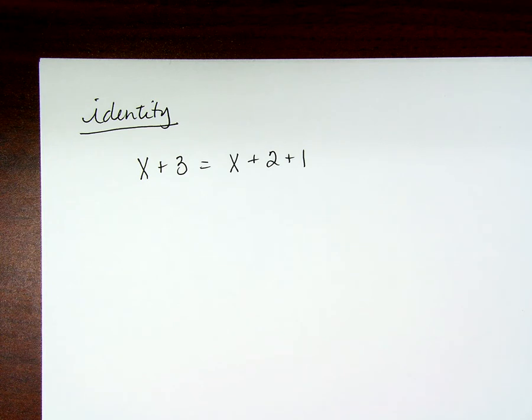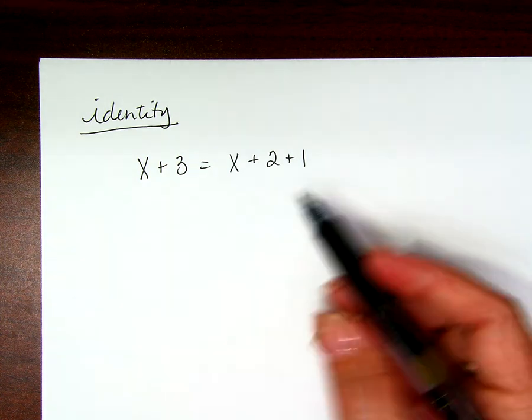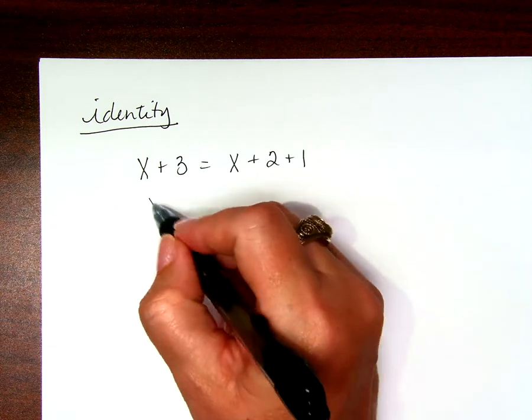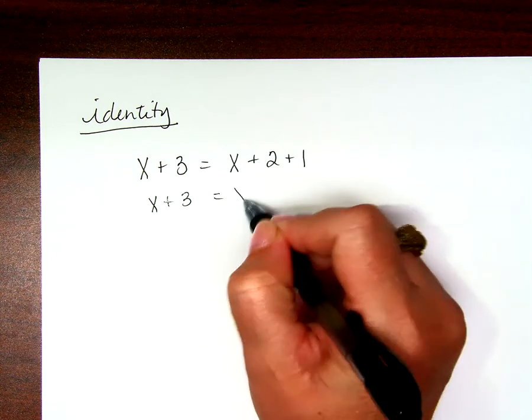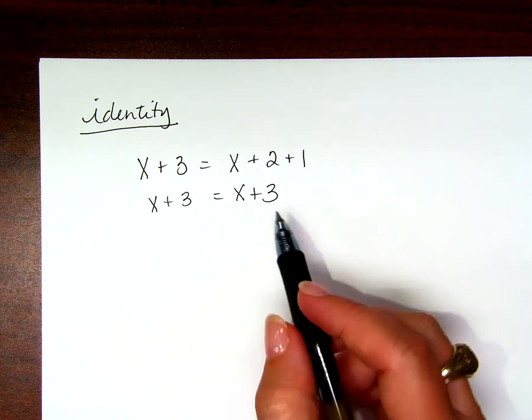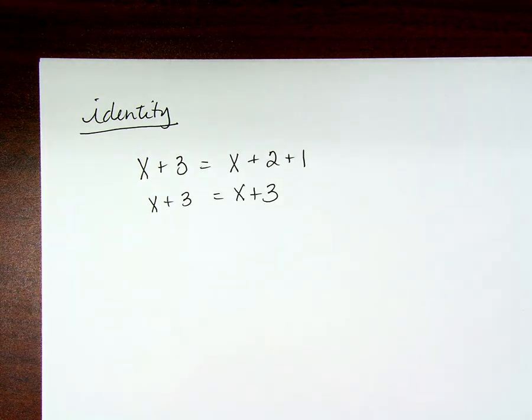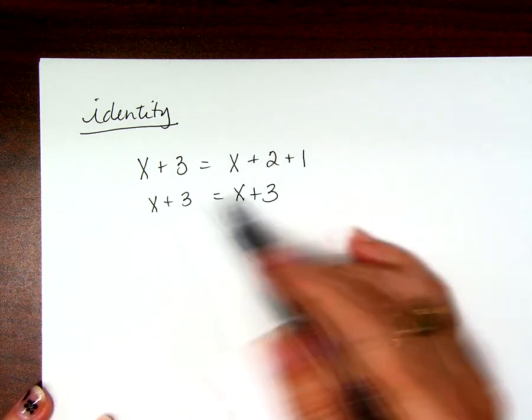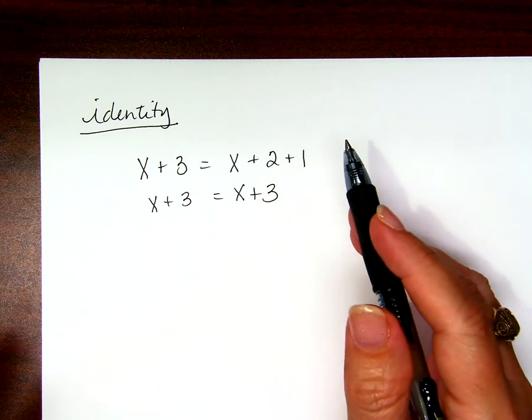I could put 0. I could put 5. Wouldn't 5 work? What about 12? 364? -7? Anything that I put in here will work, because if I simplify the right-hand side of this equation, I get x plus 3. Does x plus 3 equal x plus 3? Yes. So no matter what value of x I put in here, it will work. It works every time. Okay?